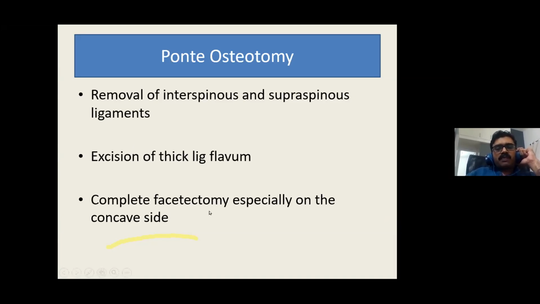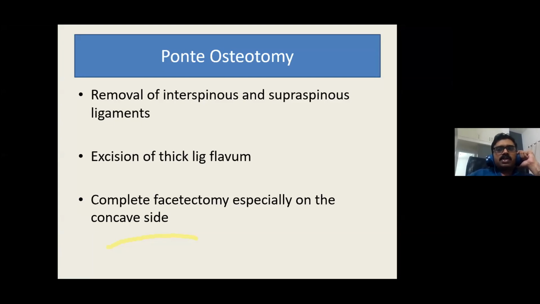So once you complete facetectomy, it is difficult to do on the concave side, but you have to do that on the concave side. And when you do it on the concave side, there will be a little bit of epidural bleeding, which you have to control either with Helfom or Surgicel or something like that. So you can do it at multiple levels. We generally do, on an average, 4 levels in a rigid scoliosis, but there are cases where we have done 5 to 6 levels.